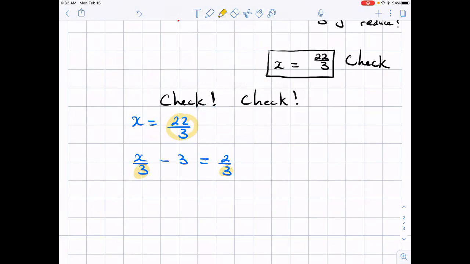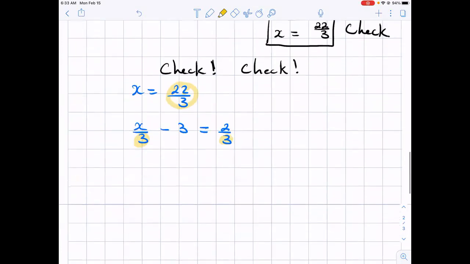Now, if there was a denominator that involved an x, and when you plug in that x, the result is 0, then that answer has to be thrown out, and this problem would have no solution. But x equals 22 over 3 will work. Okay? And you will see more examples of this when we check what will happen.